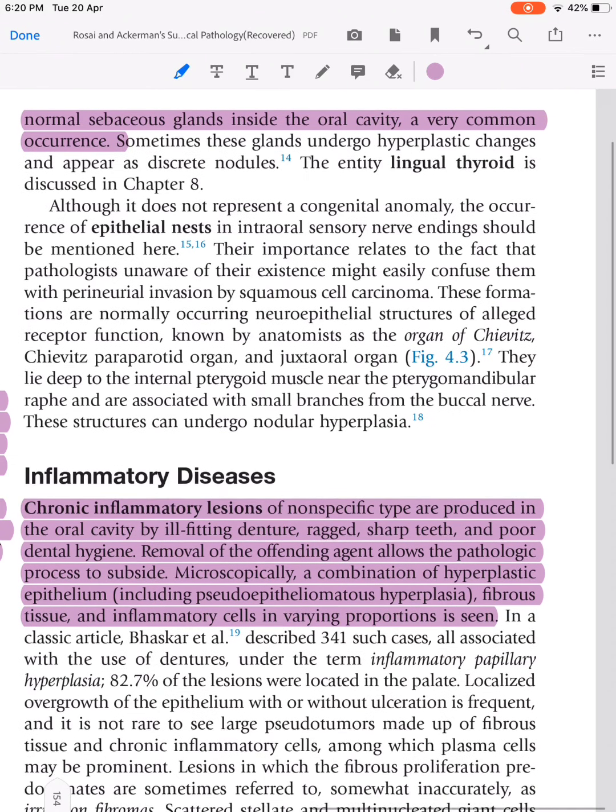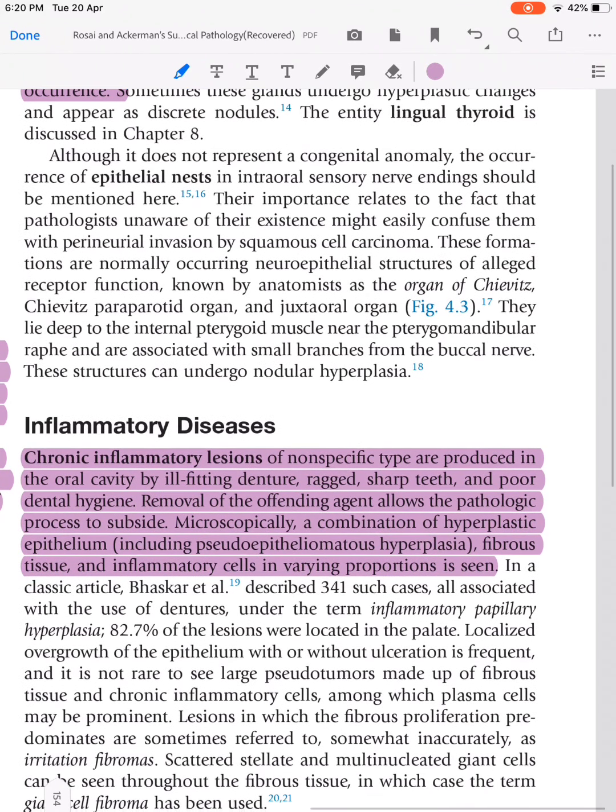Okay, now moving to the inflammatory diseases. Chronic inflammatory lesions of non-specific type are produced in the oral cavity by ill-fitting dentures, ragged sharp teeth, and poor dental hygiene. Removal of the offending agent allows the pathologic process to subside.